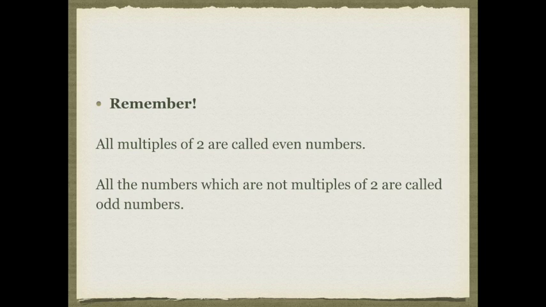So hence all the multiples of 2 are called even numbers and all the numbers which are not multiples of 2 are called odd numbers. Like 3, 9, they are all not multiples of 2, so they are called odd numbers.